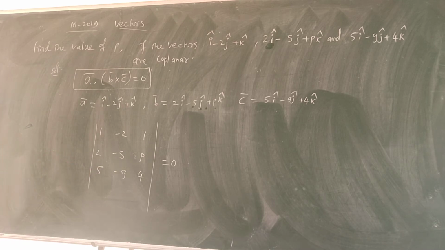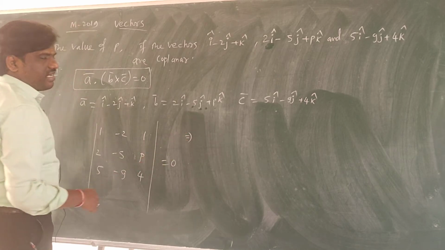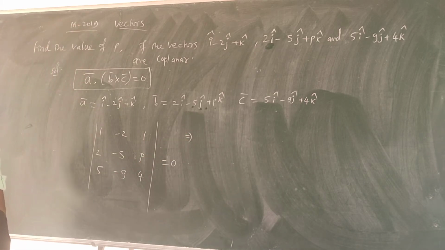This is a very simple question. They ask such questions for 2 marks every year, so you should know this idea. If vectors are coplanar, then their box will be 0. Understood? Now let us find this determinant value and find the p value.